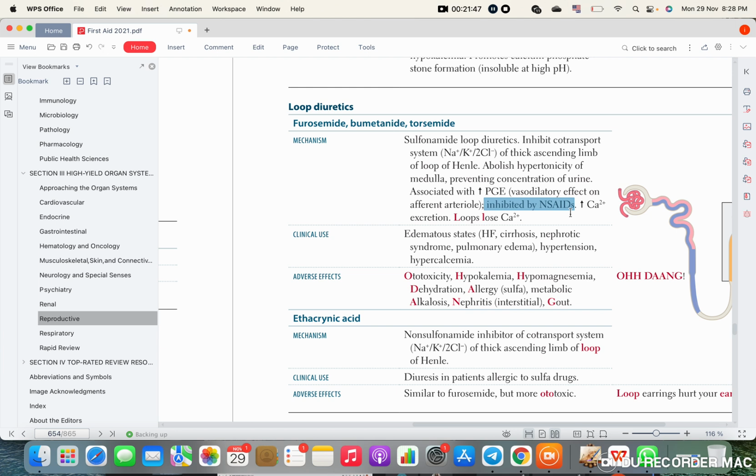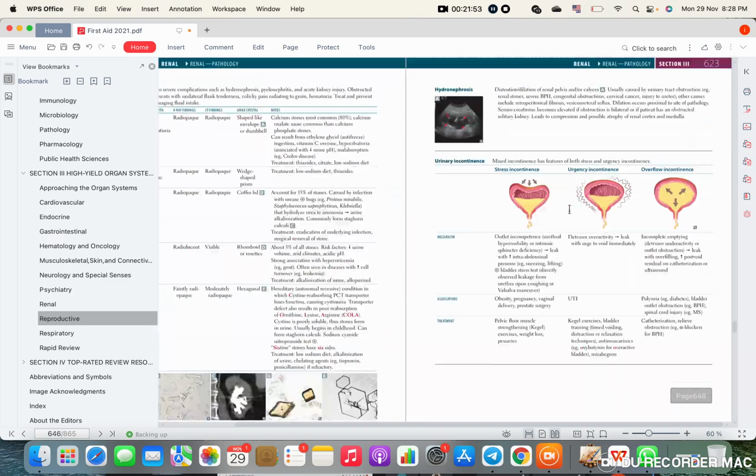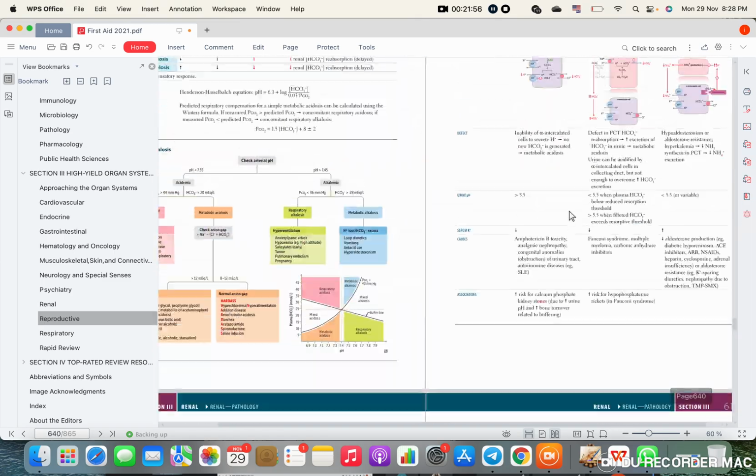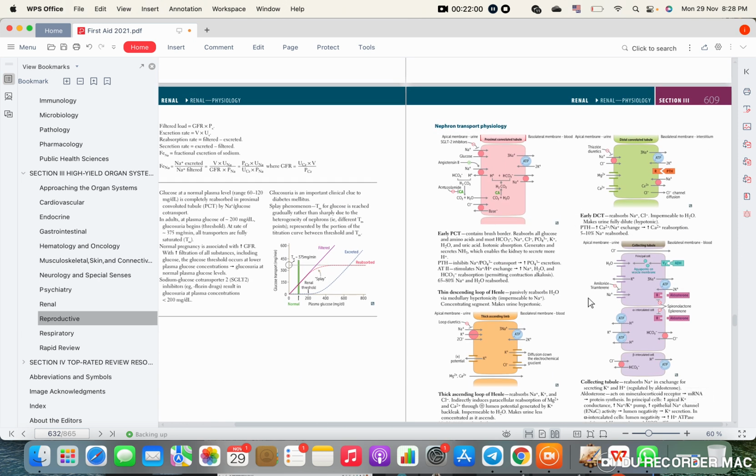So it's inhibited by NSAIDs. Remember, NSAIDs inhibit the prostaglandin synthesis. They also mention here that it leads to increased calcium excretion. The question is why? Why does it lead to increased calcium excretion?